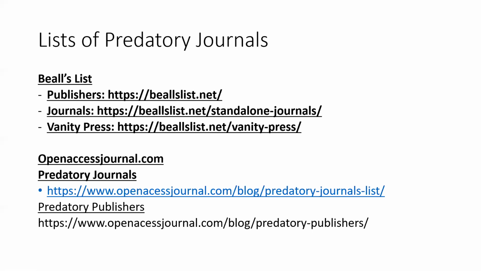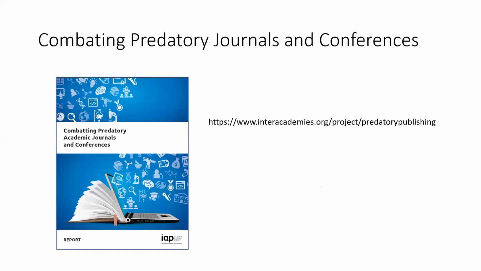If you want to know whether an open access journal is reliable or has respect from the scientific communities, you have to visit openaccessjournals.com. It gives the list of open access journals which are registered with the OA, Open Access Journal web page. Right. So please refer to these web pages if you need more information on predatory journals. And also there is a report published by InterAcademy, which is IAP. I have given you the link to the report.